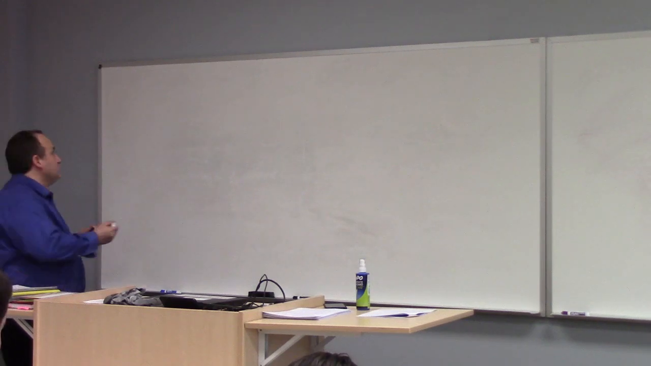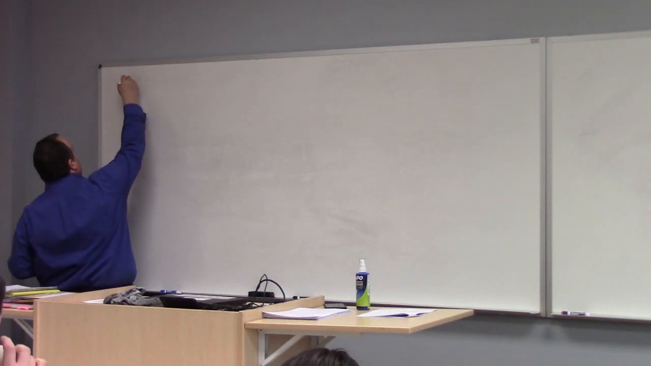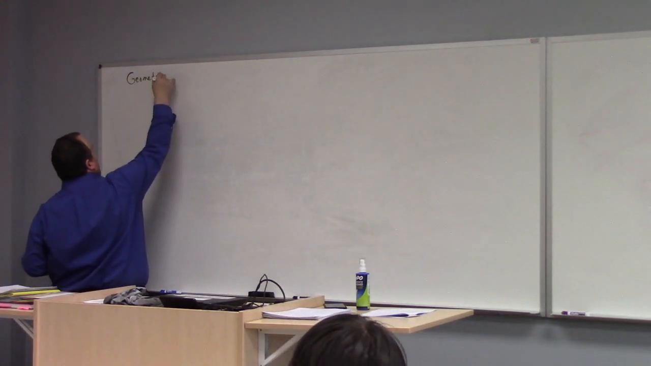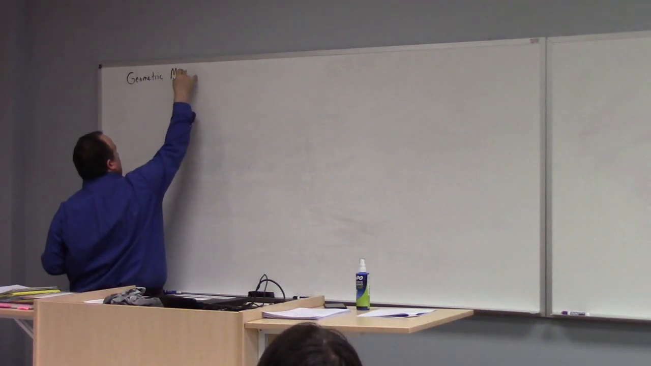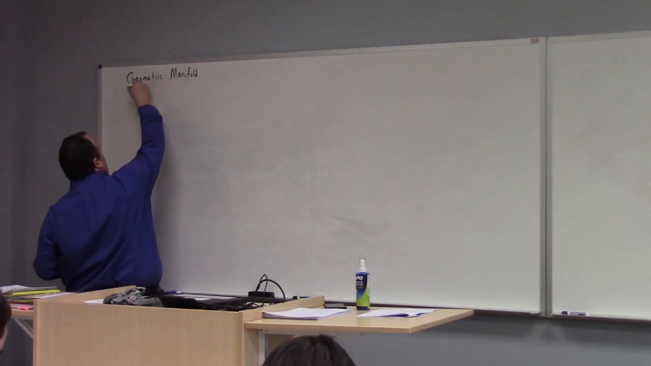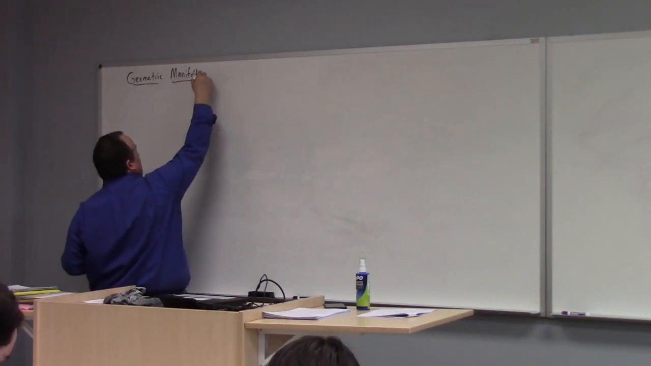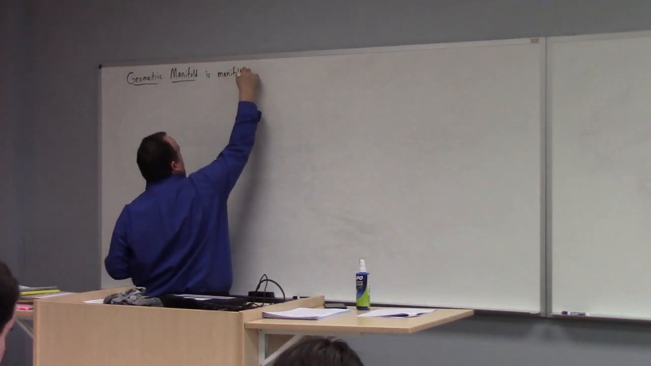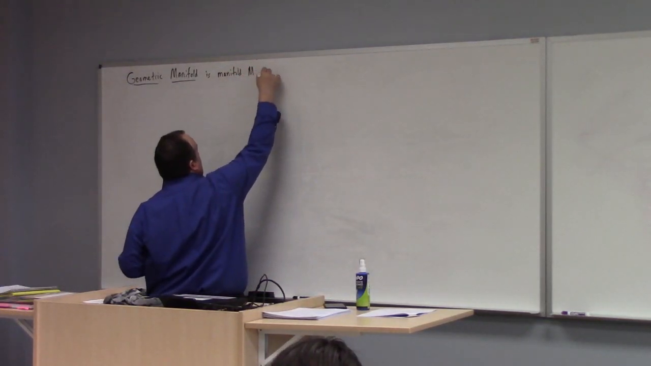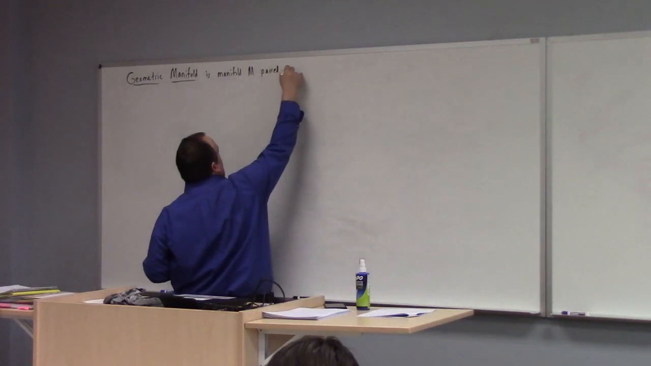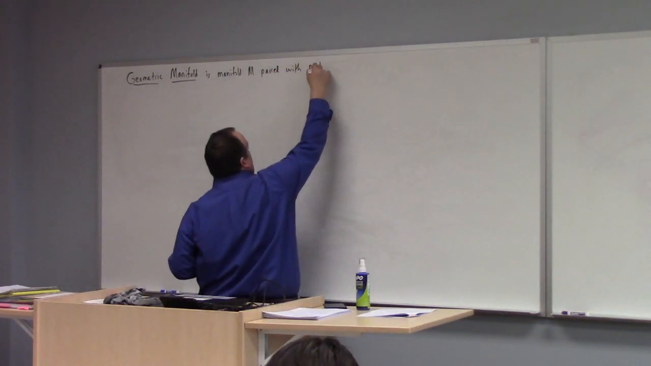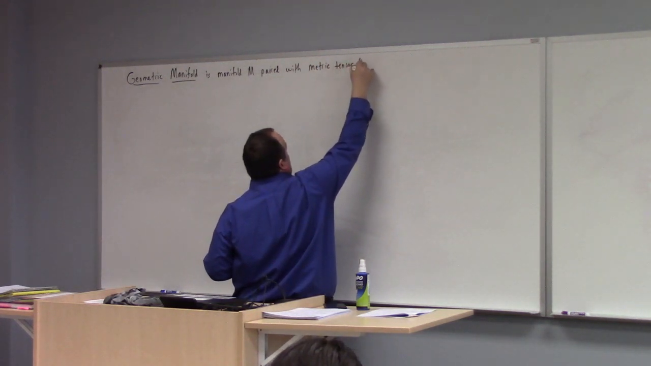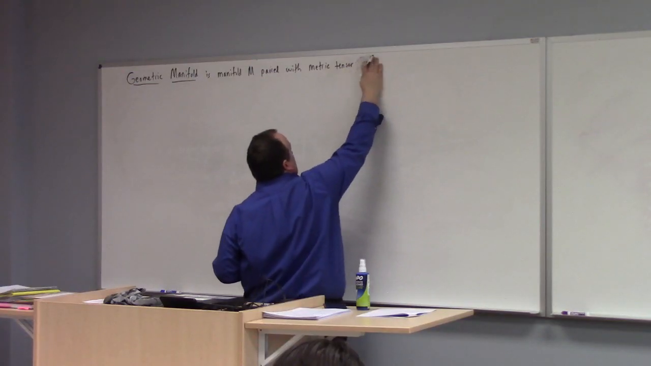All right, so like we could talk about a geometric manifold. And I'm not sure that this terminology is universal or anything. I'm just searching for a turn of phrase that might be reasonable. So is manifold M paired with a metric tensor field. Metric tensor field.